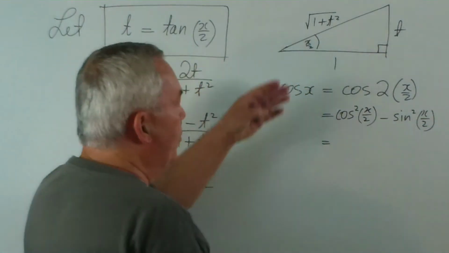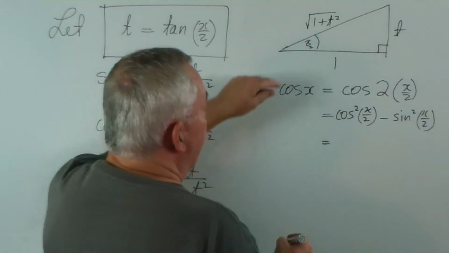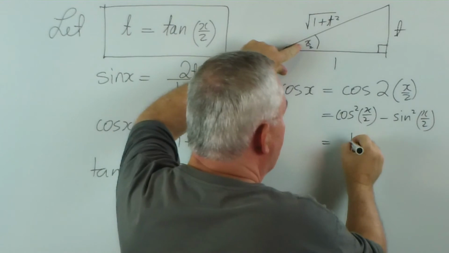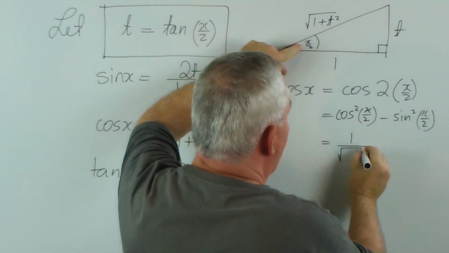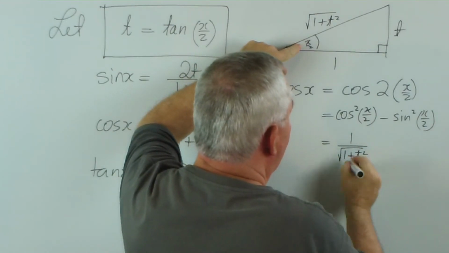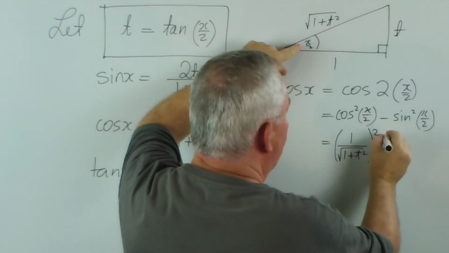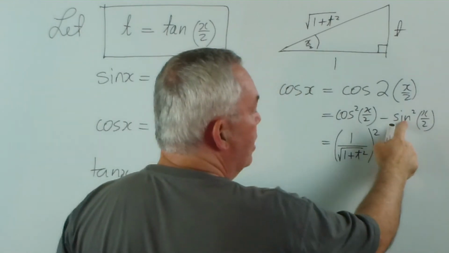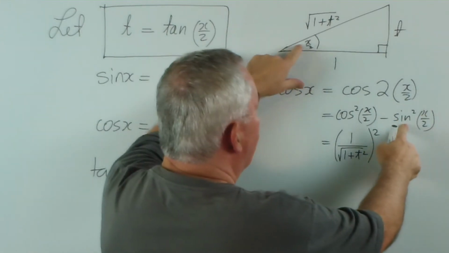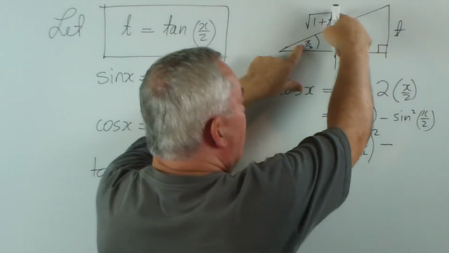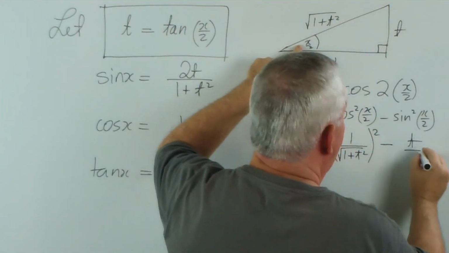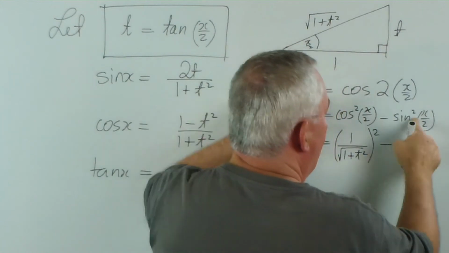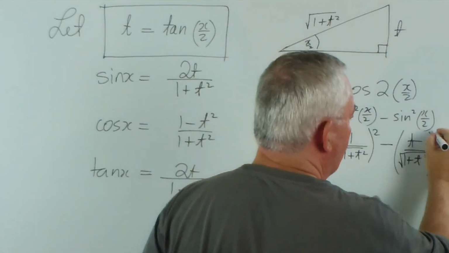And again, referring now to our triangle, the cosine of x on 2 is 1 over this, so I get 1 over the square root of 1 plus t squared, all squared, minus sine squared x on 2. Now sine x on 2 is opposite over hypotenuse, so it'll be t over the square root of 1 plus t squared, and I'm squaring this as well, because it's sine squared.